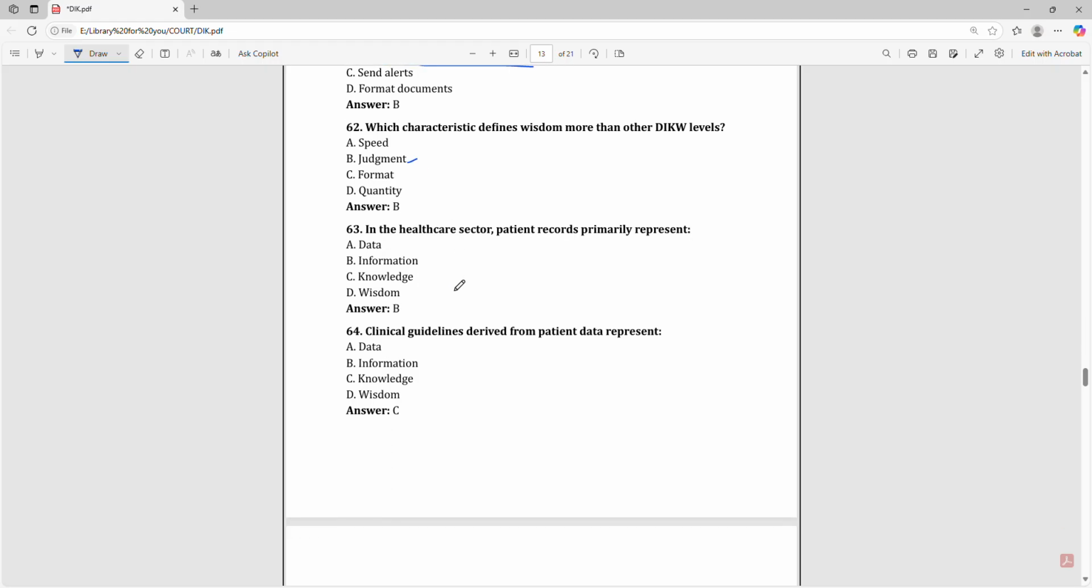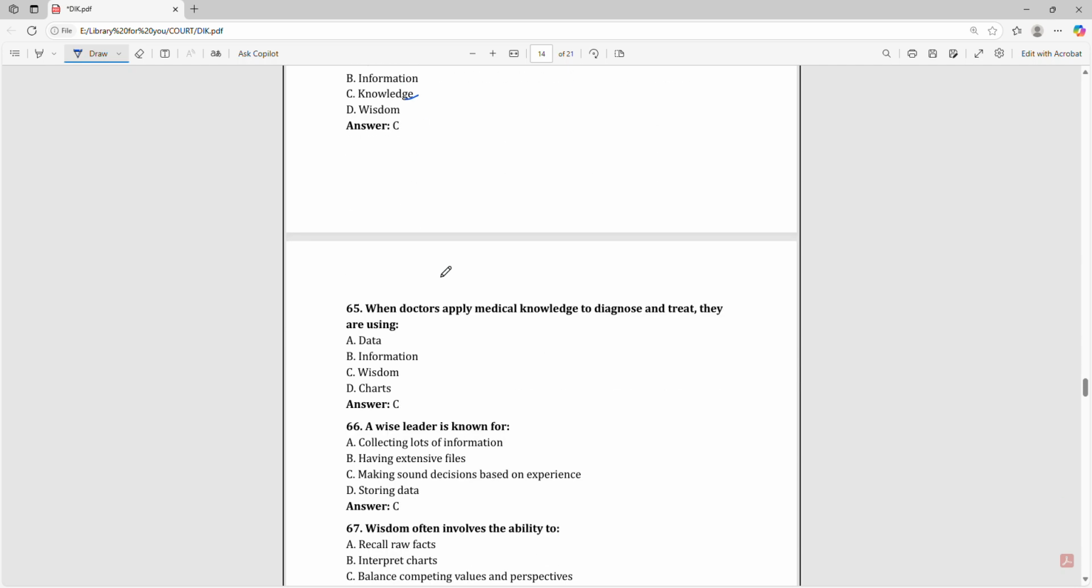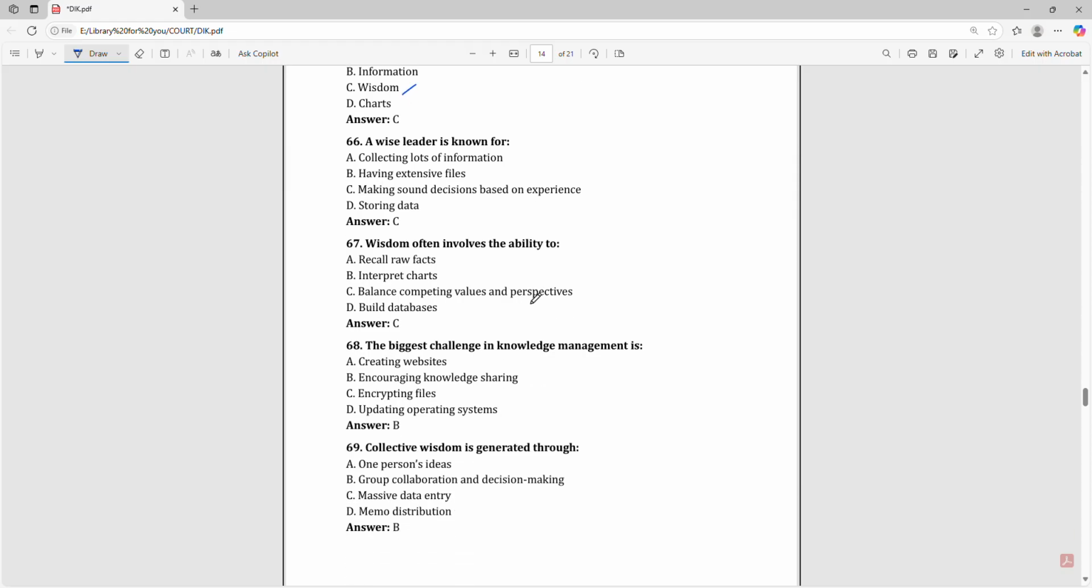Judgment. In the healthcare sector, patient records primarily represent information. Clinical guidelines derived from patient data represent knowledge. When doctors apply medical knowledge to diagnose and treat, they are using wisdom. A wise leader is known for making sound decisions based on experience. Wisdom often involves the ability to balance competing values and perspectives.